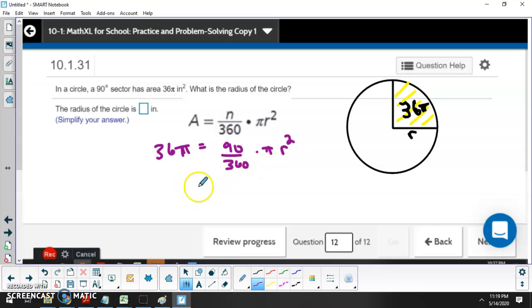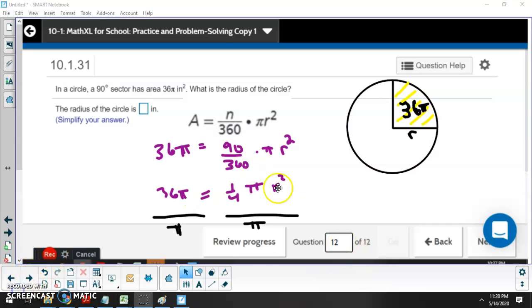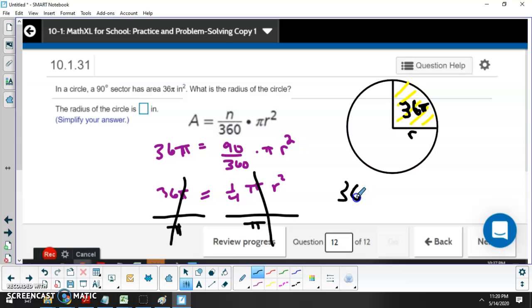All right, so what you do first, probably reduce 90 over 360, make it into 1/4. All right, and then I want to get rid of this pi, so I just divide both sides by pi, and voila, the pi will cancel. Next thing, I want to get r squared by itself, so I'm going to take 36 times the reciprocal of 1/4, which is 4. Okay, and the final thing is I take the square root of both sides. So I'm square rooting 144, and I get the radius of 12.